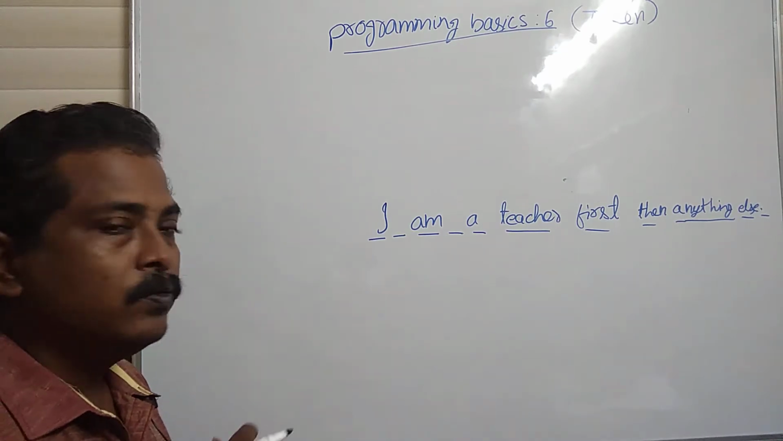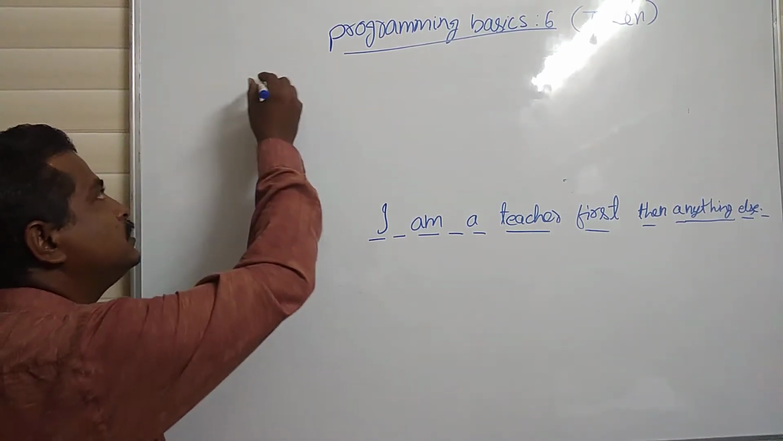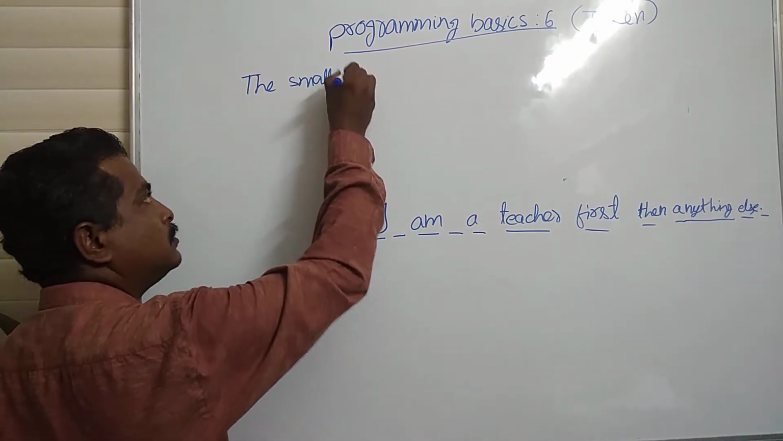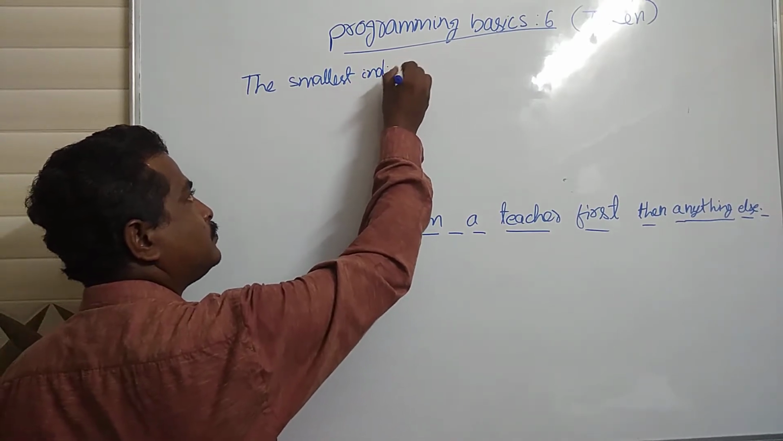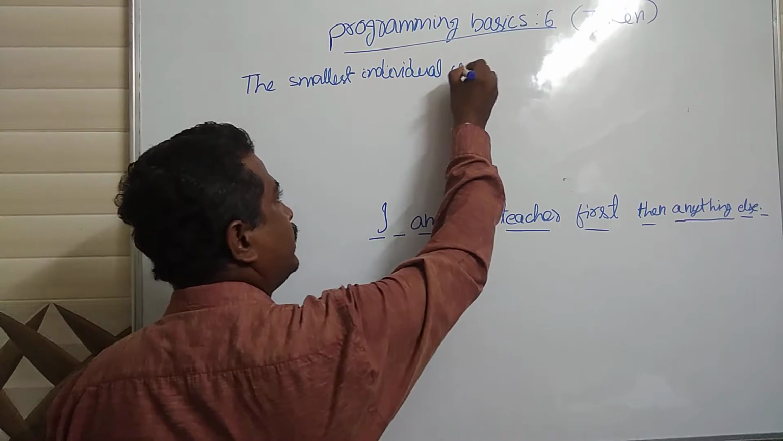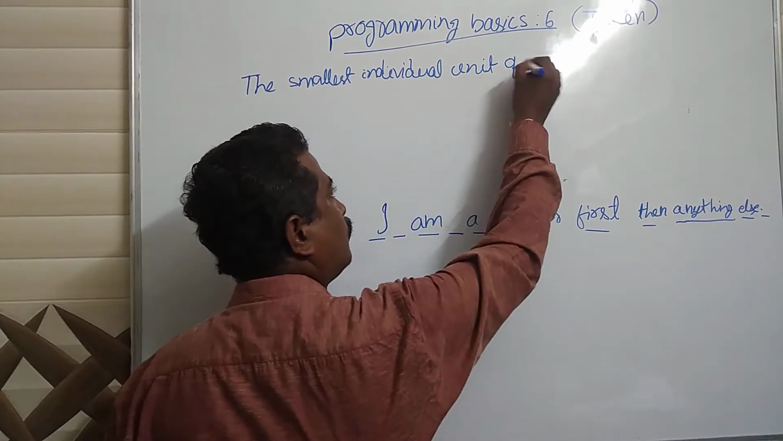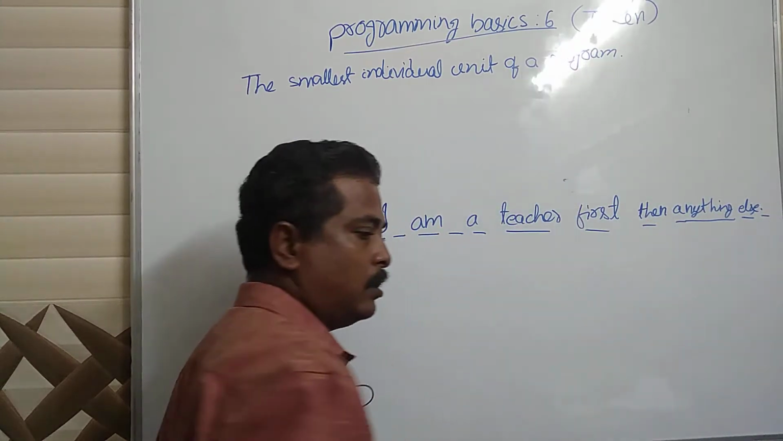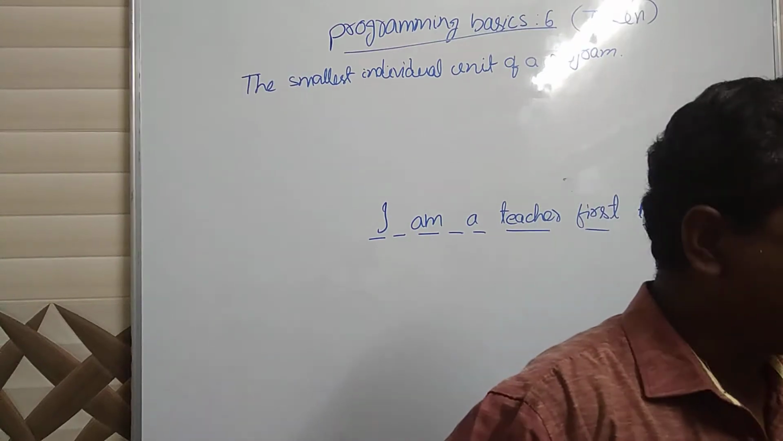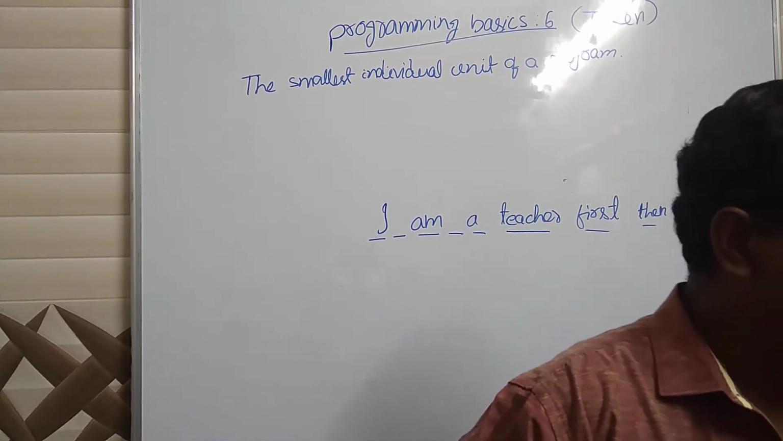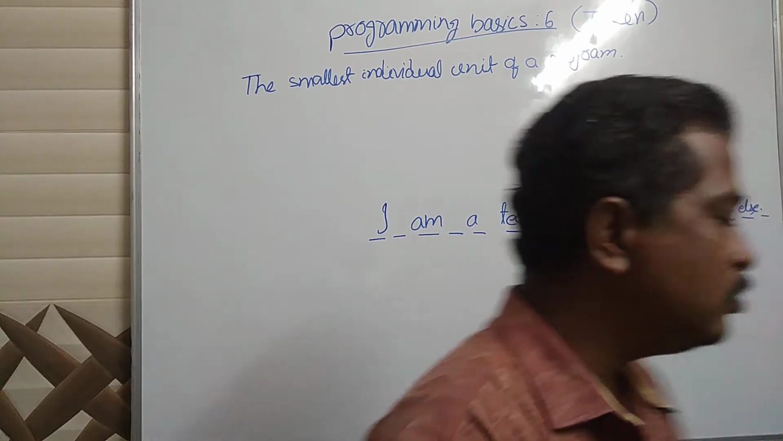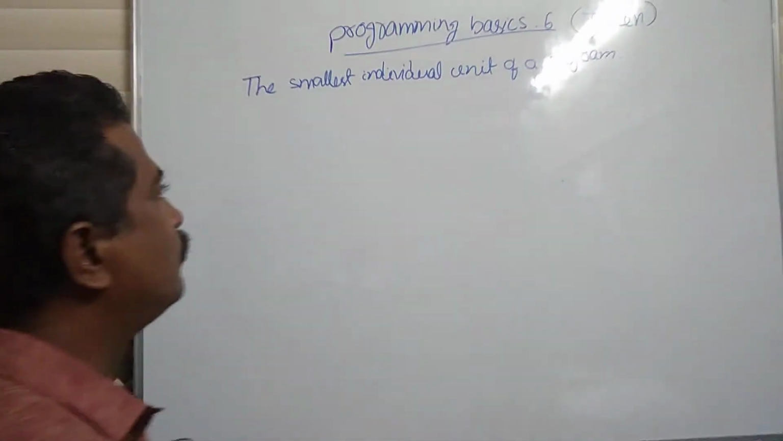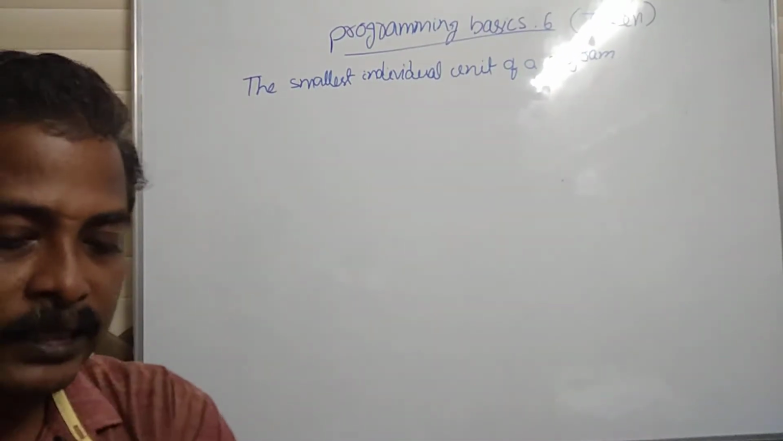Now how will you define a token? The definition is: the smallest individual unit of a program is known as a token. Now, how to know the smallest individual unit of a program? To know the smallest individual unit of a program, let us consider a C program.